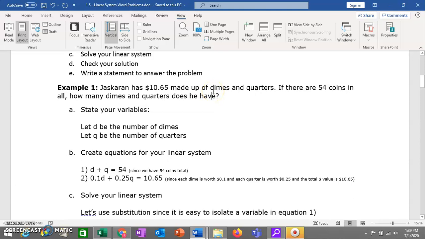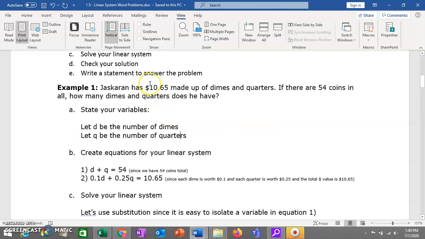Okay, so we know this is going to be a linear system that's going to involve two equations, and you're going to have two variables, which typically up to this point have been x and y, but we don't have to use x and y. I'm going to use d and q, because we're dealing with dimes and quarters, and that's going to make it easier for me to remember which one's which when I'm doing the problem. So we're going to say let d be the number of dimes and let q be the number of quarters.